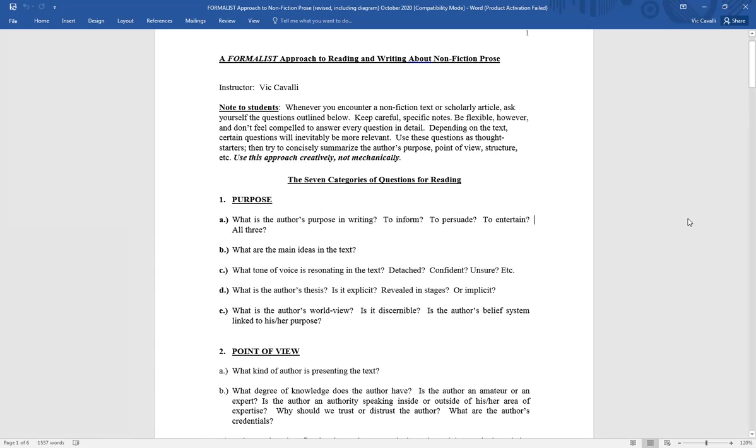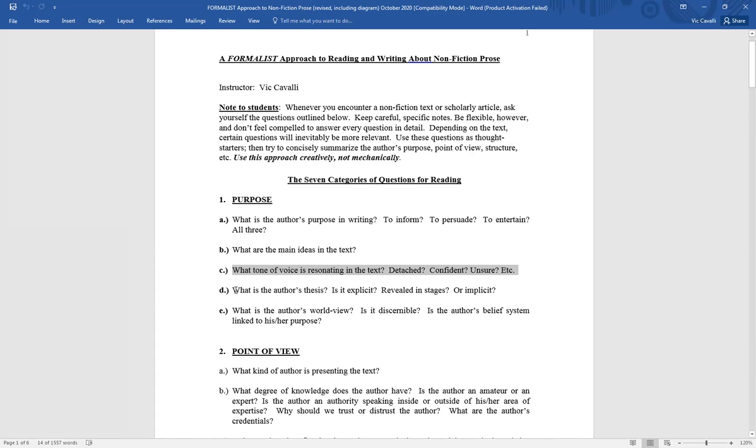What is the author's purpose in writing that essay? Is it to inform us, to persuade, to entertain? Is it all 3? Probably mostly to inform and persuade. What are the main ideas in her text? What tone of voice is resonating in the text? Is it detached, confident, unsure? I suggest to you that probably confident would be the best answer there.